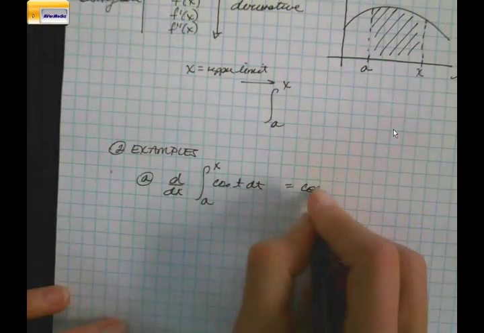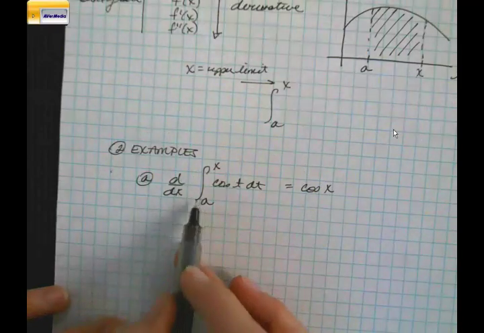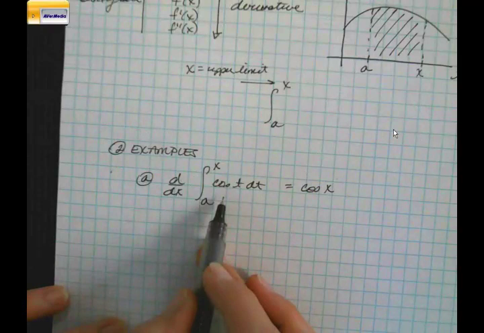So this becomes cosine x. The derivative kind of wipes out the integral symbol and returns you back to the original function.